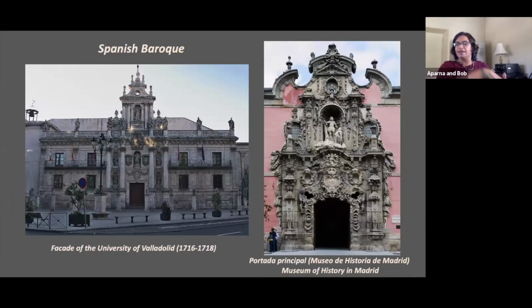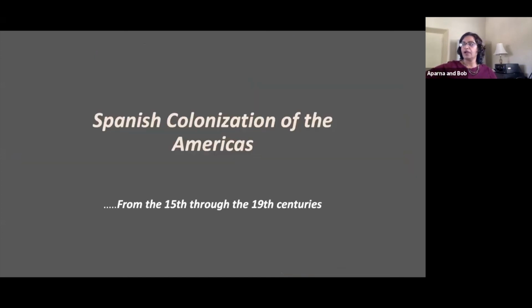And while the Renaissance was happening, we also have the Spanish Baroque, which was a very distinct style with its exuberant Churrigueresque decorations. A good example of this style is the facade of the University of Valladolid. This was built in the early 18th century. And we also have the Portada Principal at the Museum of History in Madrid. The neoclassical and other styles also developed from international influences later on in Spain.